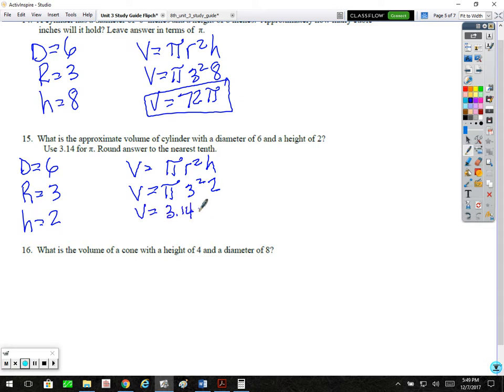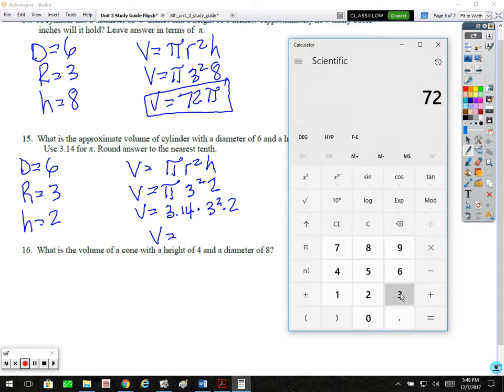3.14 times 3 squared times 2. Now that should give us our volume. So here we go. 3.14 times 3 squared times 2.